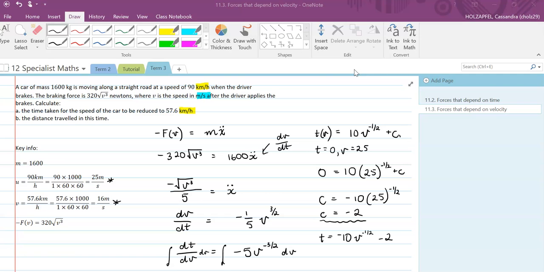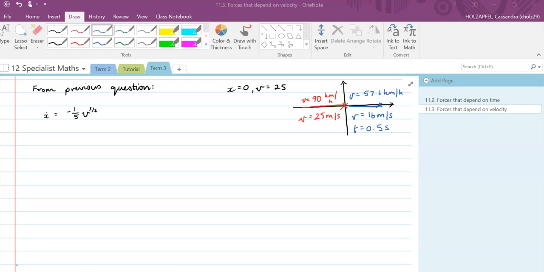So I actually think this is going to be a really interesting one to see, because it seems like it was a very quick amount of time that it took from when you applied the brake to when you slowed down to 57.6 kilometers per hour. Let's see how long that distance actually is. So from our previous question, we already know that the acceleration is equal to -1/5 v to the power of 3/2. Some information that we can infer from our question is that when the displacement is equal to 0, the velocity is equal to 25. And I'll explain why that is.